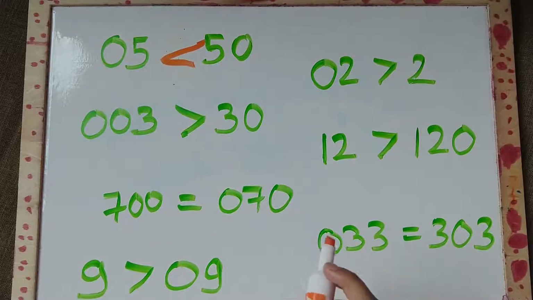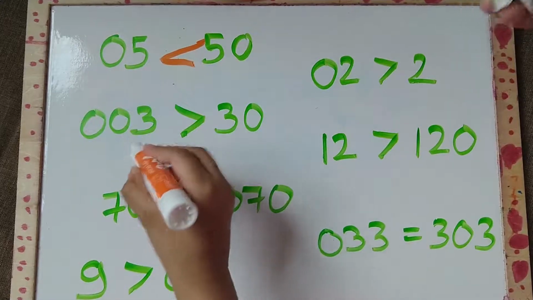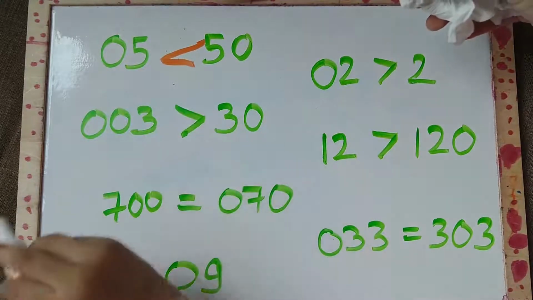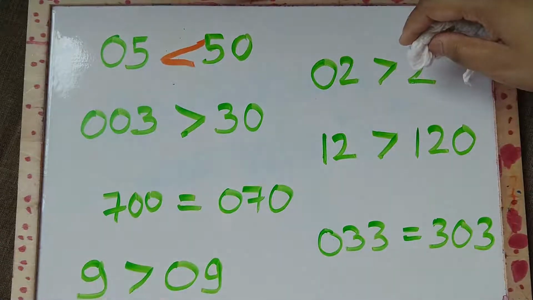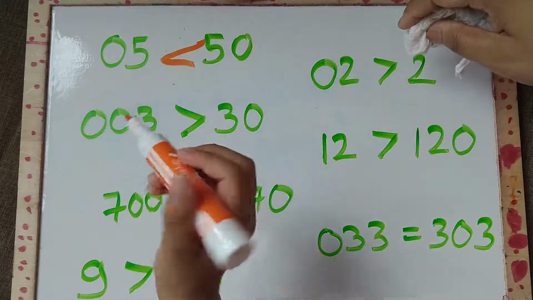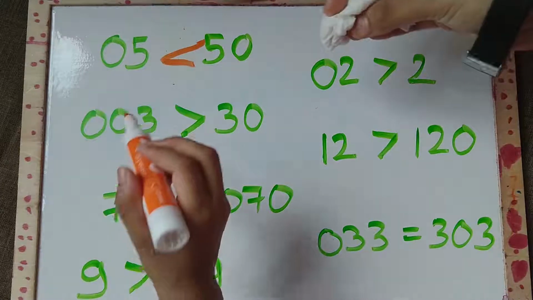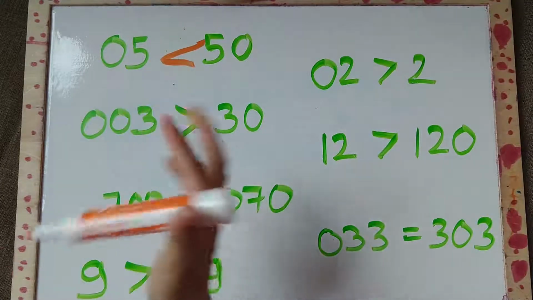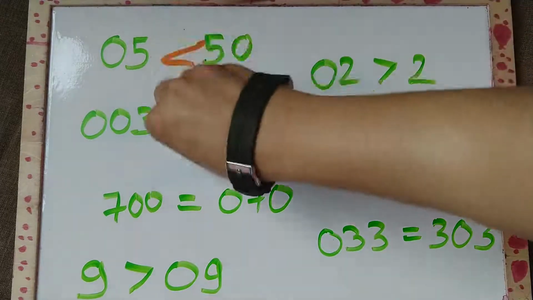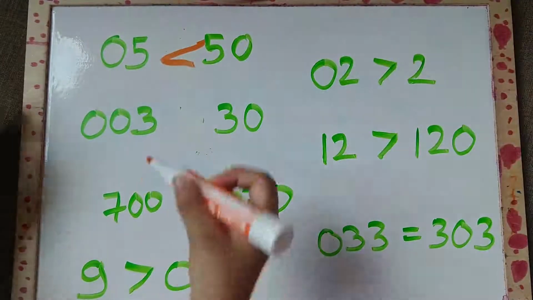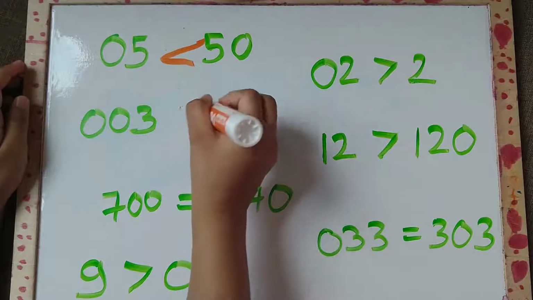Okay, so keep doing your activity. Just tell me, this is 3, not 300, it's 3. Yes. Right, as I said, if 0 comes before any number, it doesn't make sense. Very good. So, shall I erase this crocodile mouth? Yes. Okay. Now, make the correct crocodile mouth.